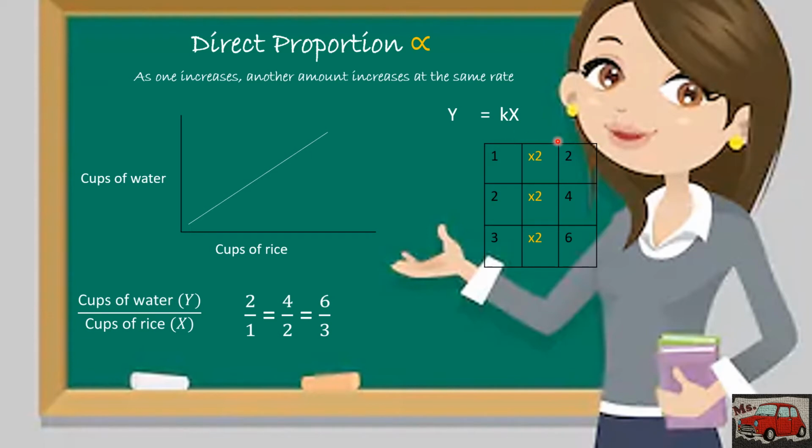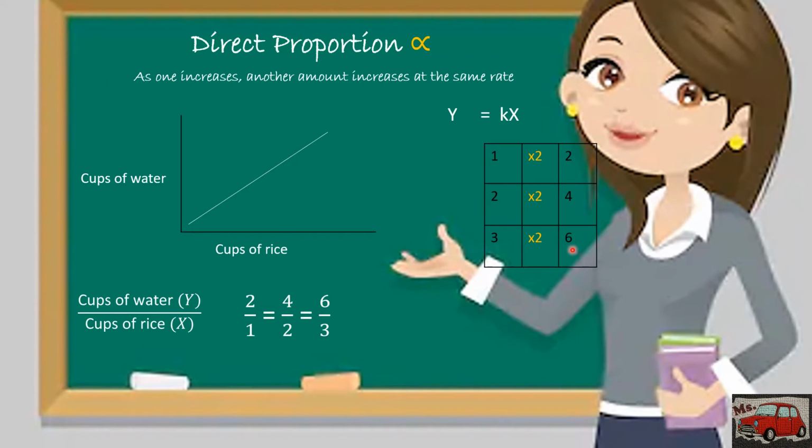Alright? So, kung makikita nyo sa table, ito yung number or cups of rice at ito yung cups of water. So, para makuha yung cups of water, minultiply mo lang dun sa constant of proportionality natin. So, constant kasi isa lang naman yung pinag-multiply natin. Alright? So, 1 times 2, that is 2. 2 times 2, that's 4. 3 times 2, that's 6.